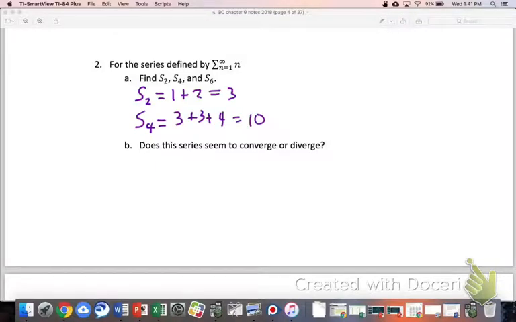So now we're at 10. S6 would be 10 plus 5 plus 6, so how about 21? You can see the pattern going on here, where these partial sums are not really heading towards any one particular number, right? They're just getting bigger and bigger and bigger. And what if we did S1000? It'd be a huge number, right?